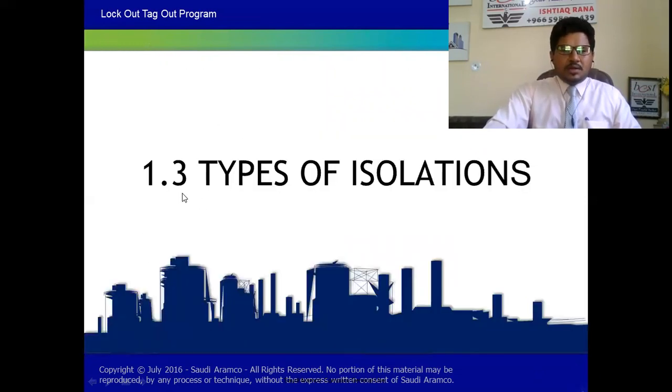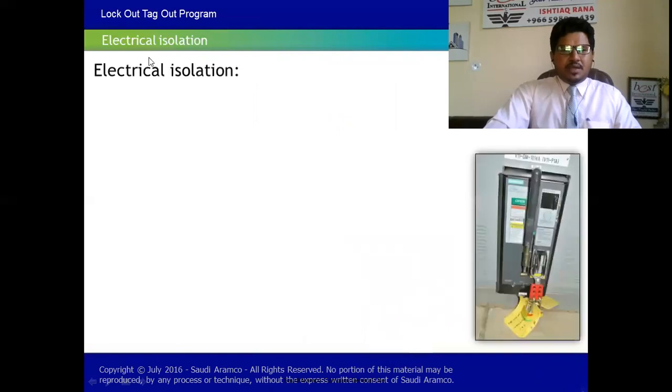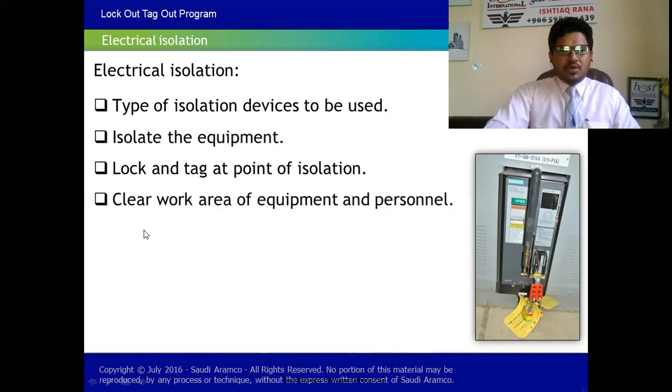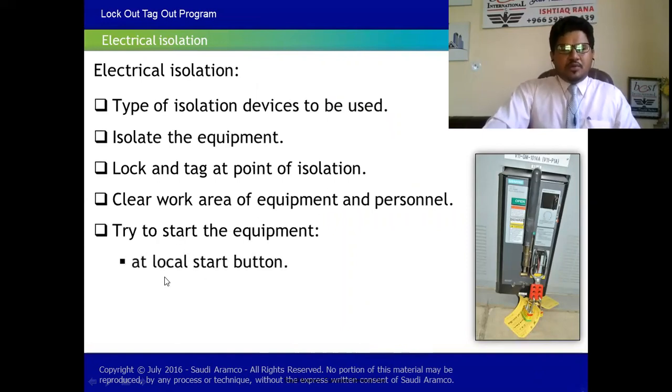So the third chapter, you would say, of this book is all about types of isolations. Like electrical isolation, we need to learn how to isolate electrical energy, like type of isolation devices to be used, isolate the equipment, lock and tag at the point of isolation, clear work area of equipment and personnel. Try to start the equipment at local start button by DCS or PC computers. So these are some of the steps related to electrical isolation.